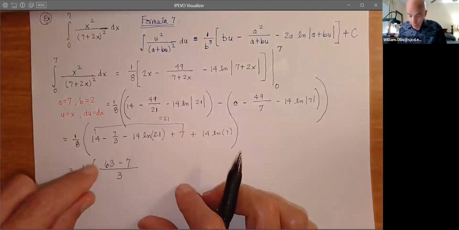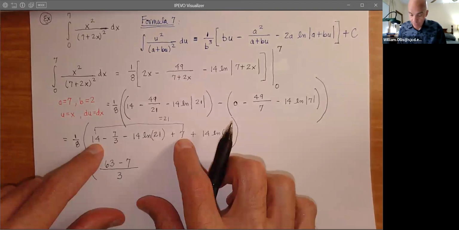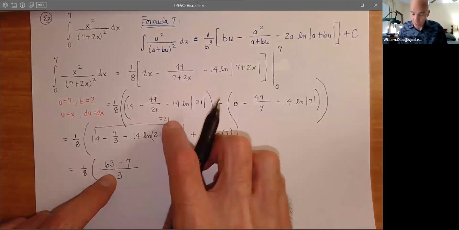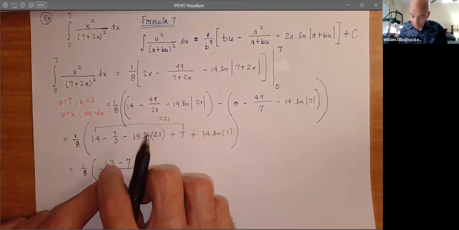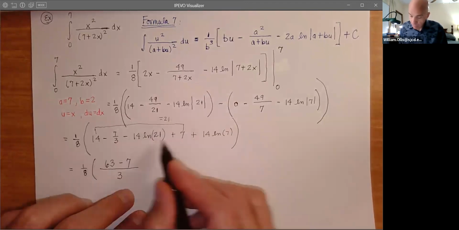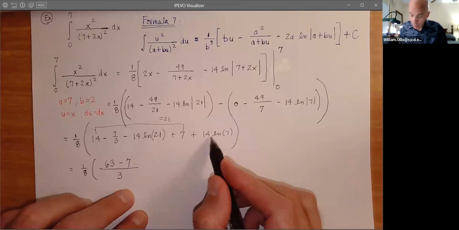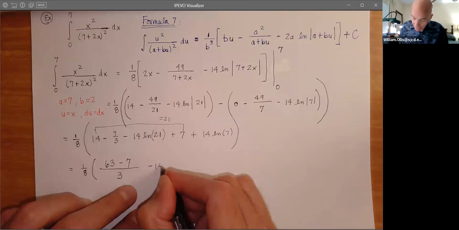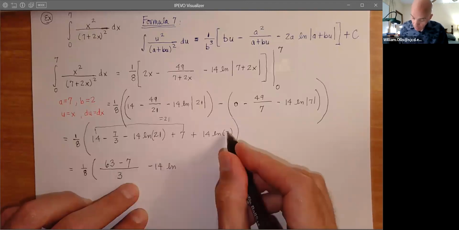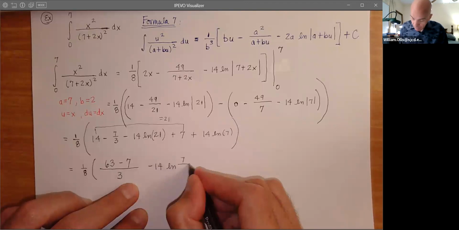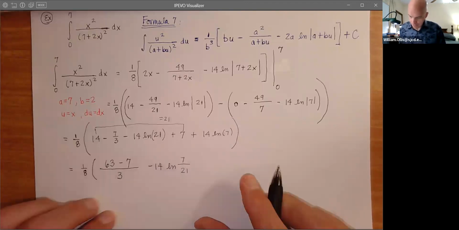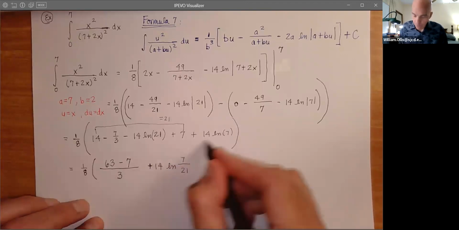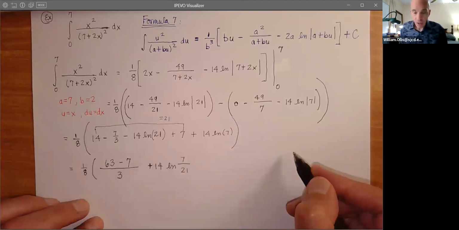So 21 minus 7/3 gives us 63 minus 7/3. Just remembering 3 times 21 is 63. And now here we can just combine, if you will, with the law of logarithms. So this will be minus 14 natural log. So that would be a 7/21. Oh, and of course I need a plus here. Just the difference of logarithms.